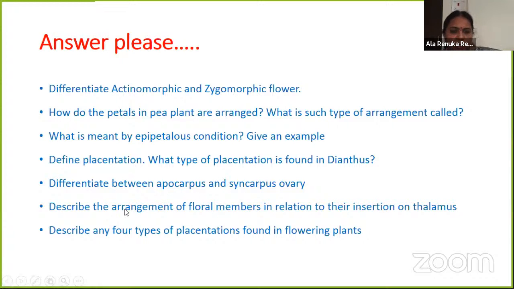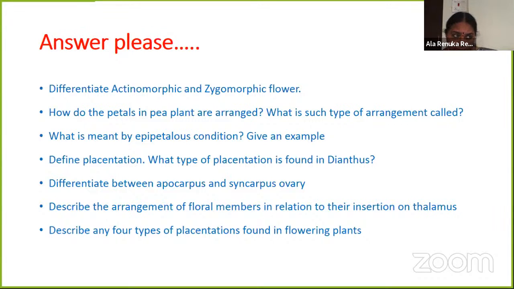2 marks question. Arrangement of floral members in relation to their insertion on the thalamus, that is position of the gynoecium. That is hypogynous, perigynous and epigynous condition of the flowers, based on the way they are arranged on the thalamus. If the floral parts are arranged above the level of the gynoecium, the gynoecium becomes inferior. It is called epigynous condition.